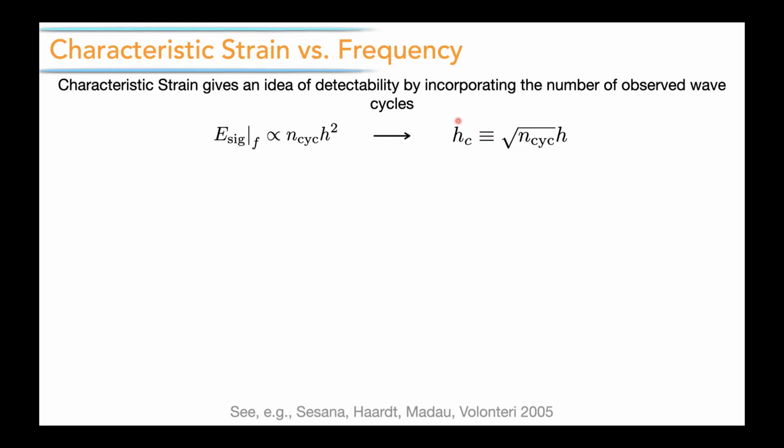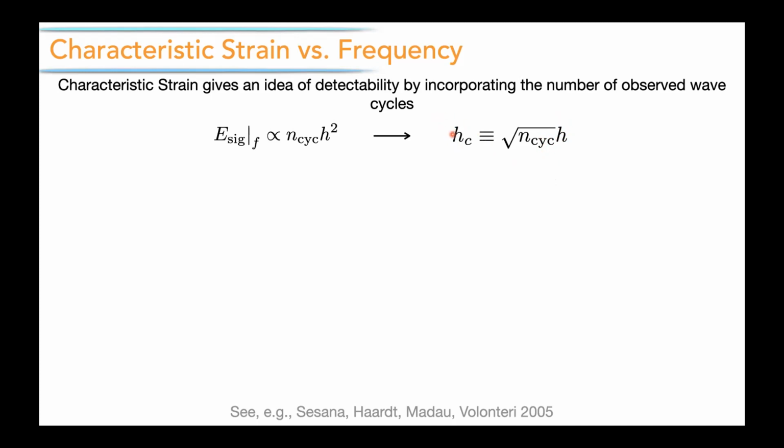So you can define this quantity, the characteristic strain, which is just the strain we've been looking at times the square root of the number of wave cycles in a given frequency band. So you have some frequency resolution of your detector. How many cycles do you accumulate at that frequency? And that enhancement gives you this idea of the characteristic strain.